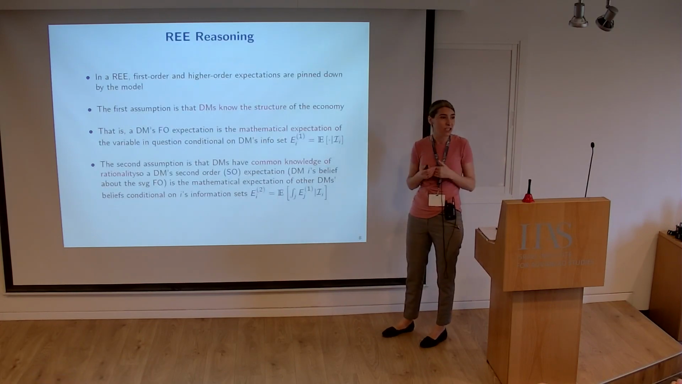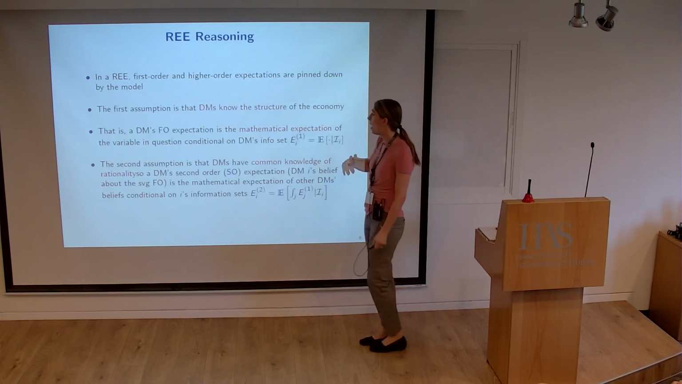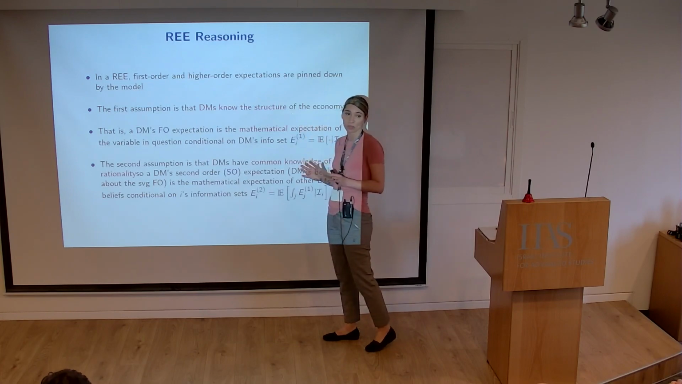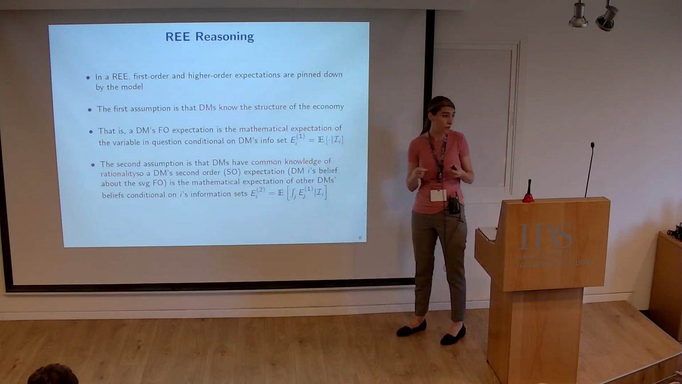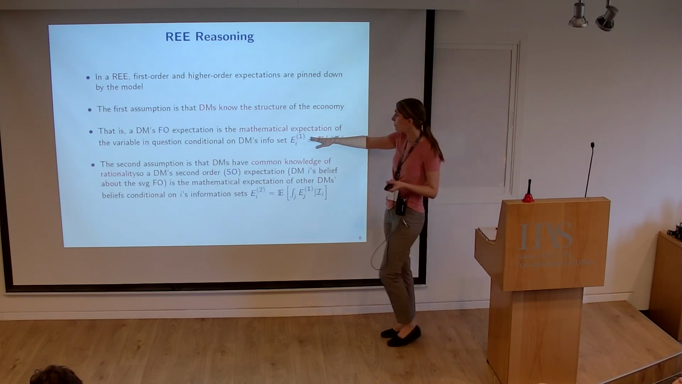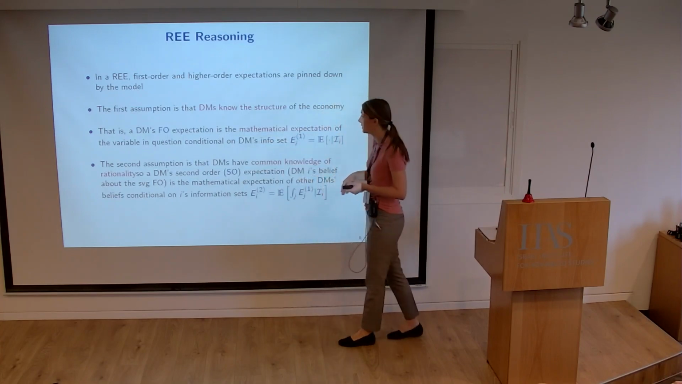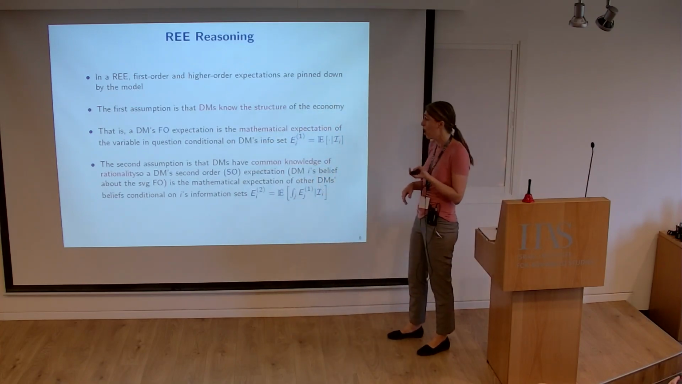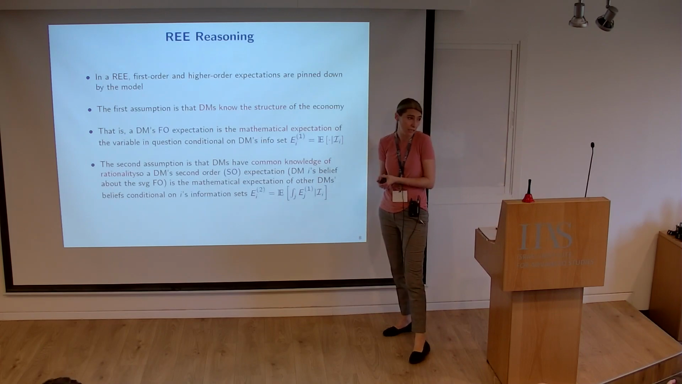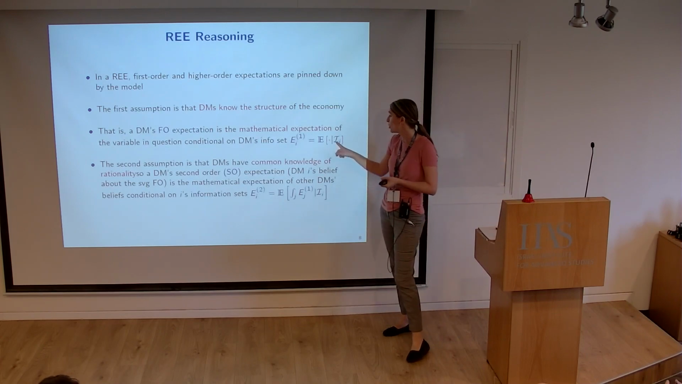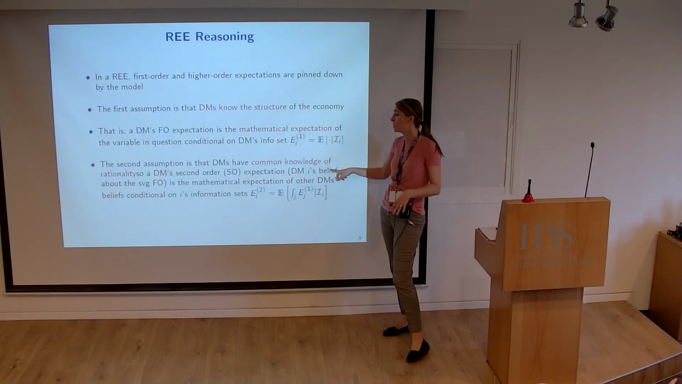In rational expectations, first order and higher order beliefs are pinned down by the model, right? So if we assume that decision makers know the structure of the economy, so they know the law of motion, and they know the shock processes, then a decision maker's first order expectation is just the mathematical expectation of the variable in question, in this case, let's say Z_t, the fundamental, conditioning on that agent's information set, right? So we can compute that. And then if, in addition, we assume that decision makers have common knowledge of rationality, right?